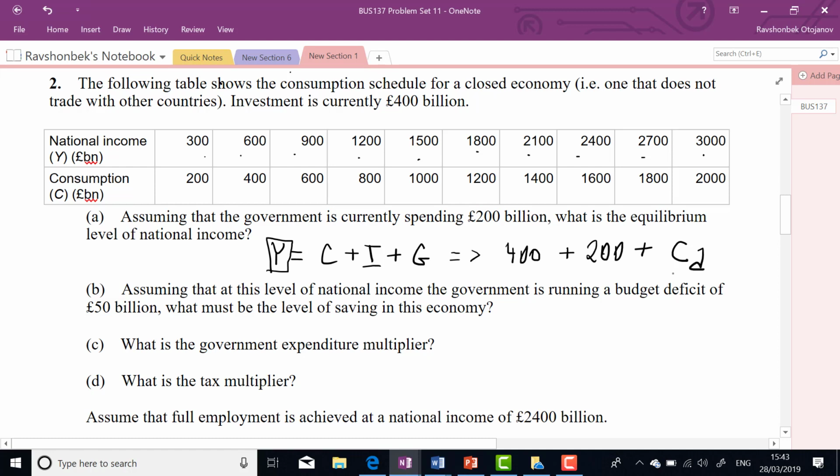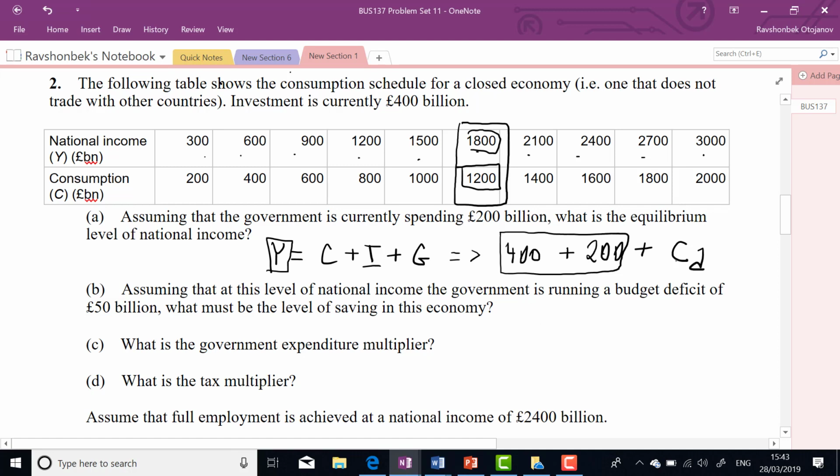Just 600. So this is 600, right? If you add 1,200, this gives us 1,800, which is this category here. Makes sense, guys? Yeah? So Y then is equal to 1,800. All others will not equate to the national income. So it takes trial and error here. Few iterations.